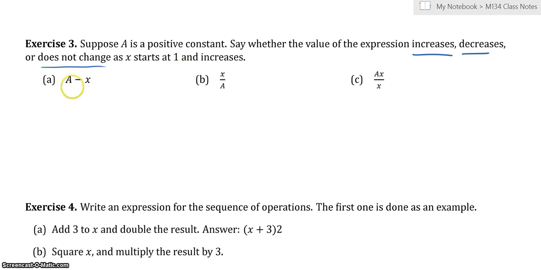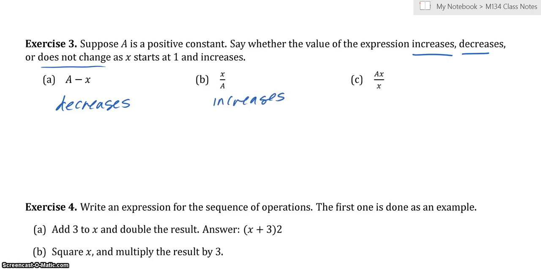So if we take a number, we subtract 1 and then subtract 2 and subtract 3. What do you think? The answer is decreases. We have x on the numerator. x is 1, x is 2, x is 3. Before, when x was in the denominator, it decreases. But if x is in the numerator, say A is 1, right? x is 1, x is 2, x is 3. It is increasing because the A is staying the same. Now, if A was changing, it'd be the other way around. So this one actually increases.